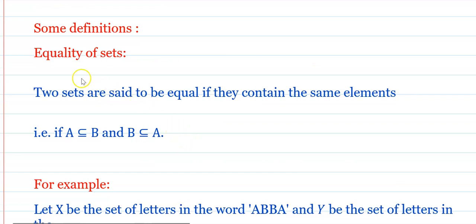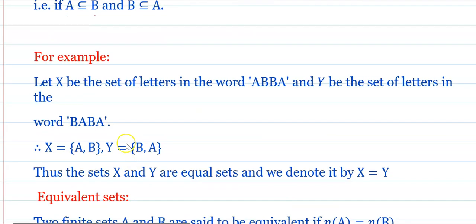Some definitions. Equality of sets. When we say that two sets are equal, two sets are said to be equal if they contain the same elements. They must have the same elements. That is, if A is a subset of B and B is also a subset of A, then we say that A is equal to B. These two sets are equal. Okay.